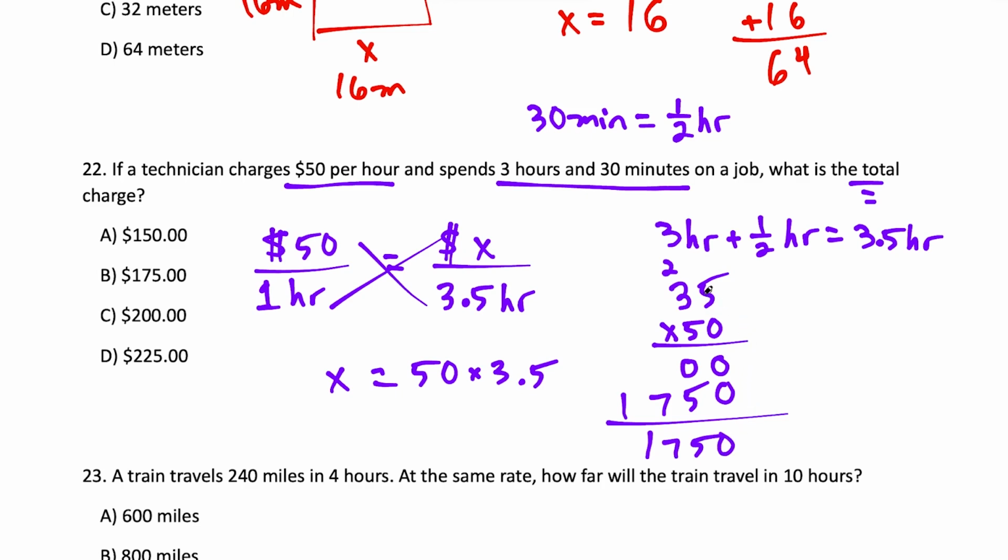But let's think about this. This was 50 times 35. So if I'm doing 50 times 3.5, I'm imagining the same thing, but notice that in this case, I have one decimal place that I have to pay back. So I'm going to take the decimal from 1,750 and move it 1 unit to the left to make 175. So X is equal to 175. And this tells us that the technician is going to charge $175. And this is going to match up with choice B.